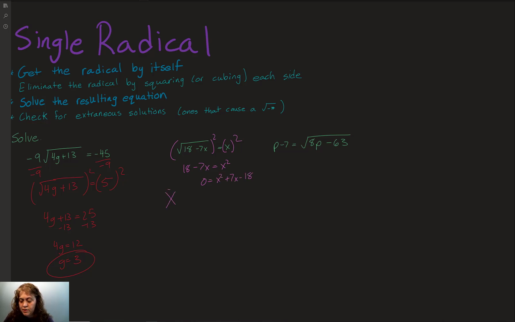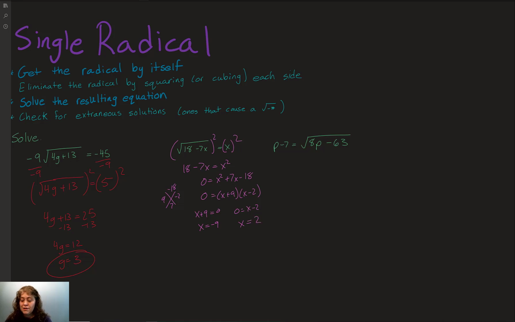So what multiplies to a negative 18, but adds to a 7? Positive 9 and a negative 2? Yes, there we go. X plus 9, x minus 2. Then we split this up into two different equations. X plus 9 equals 0, 0 equals x minus 2. And we end up with x equals negative 9, x equals positive 2.